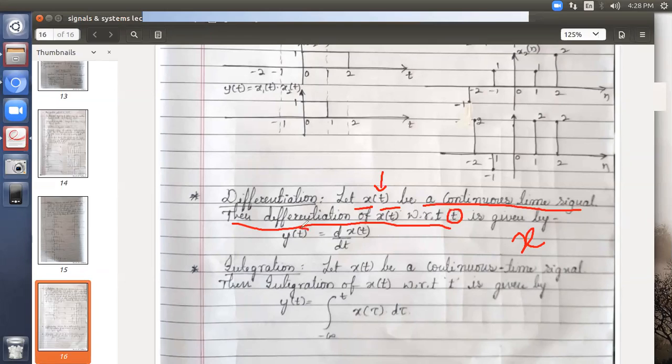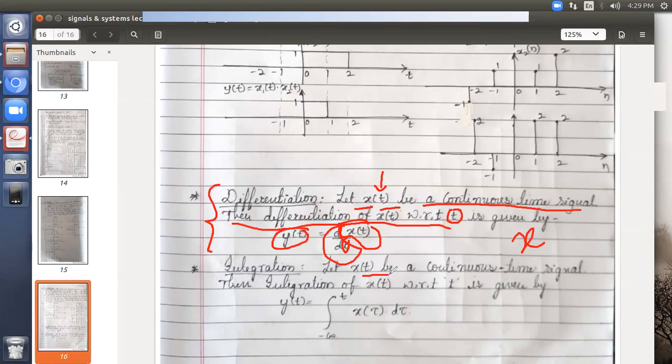Hence, it is given by the output y of t is equal to d by dt of the input signal x of t, because the variable is time. For now, just remember the definition. When we come across certain problems in the case of energy and power signals, you'll understand how differentiation is performed on signals.